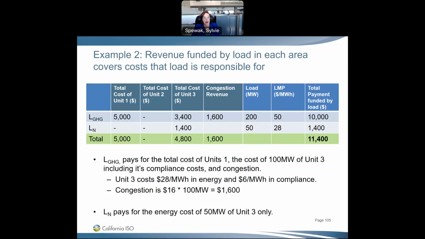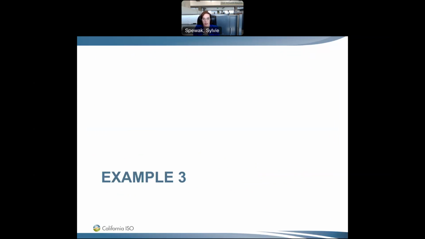And that's used to cover the total cost of Unit 1, the cost of 100 megawatts of Unit 3, including its compliance costs, and congestion. 50 megawatts of load in the non-GHG area must pay $28 per megawatt hour. So the total payment funded by load in the non-GHG area is $1,400, and that is sufficient to cover the total energy cost of 50 megawatts of Unit 3.